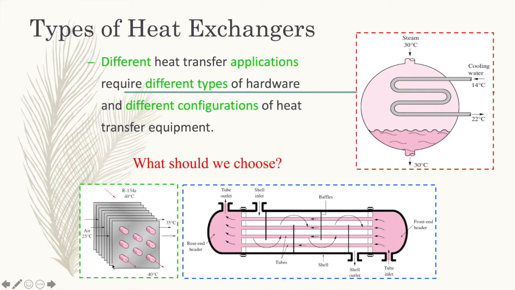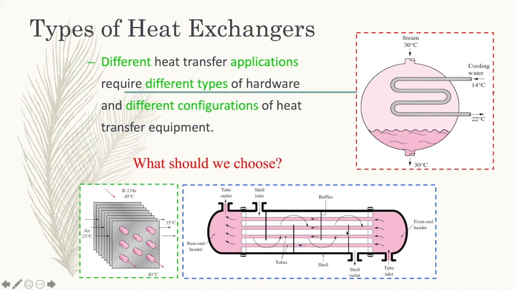Sometimes this type, the compact heat exchanger, is a cross flow configuration. In this configuration we have two different kinds of configurations: mixed flow and unmixed flow. The difference between mixed and unmixed will be detailed later.